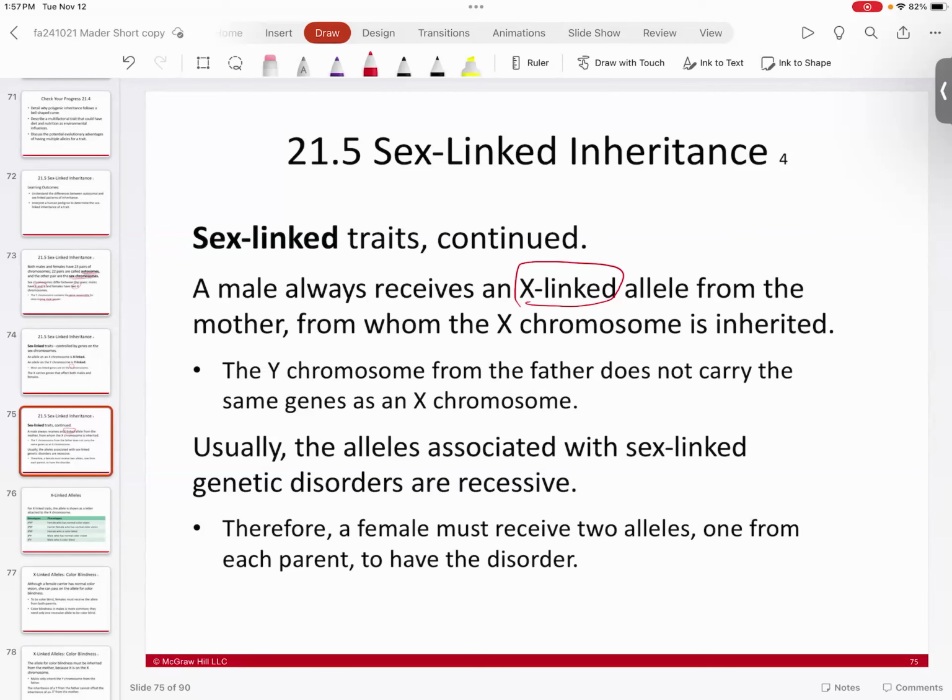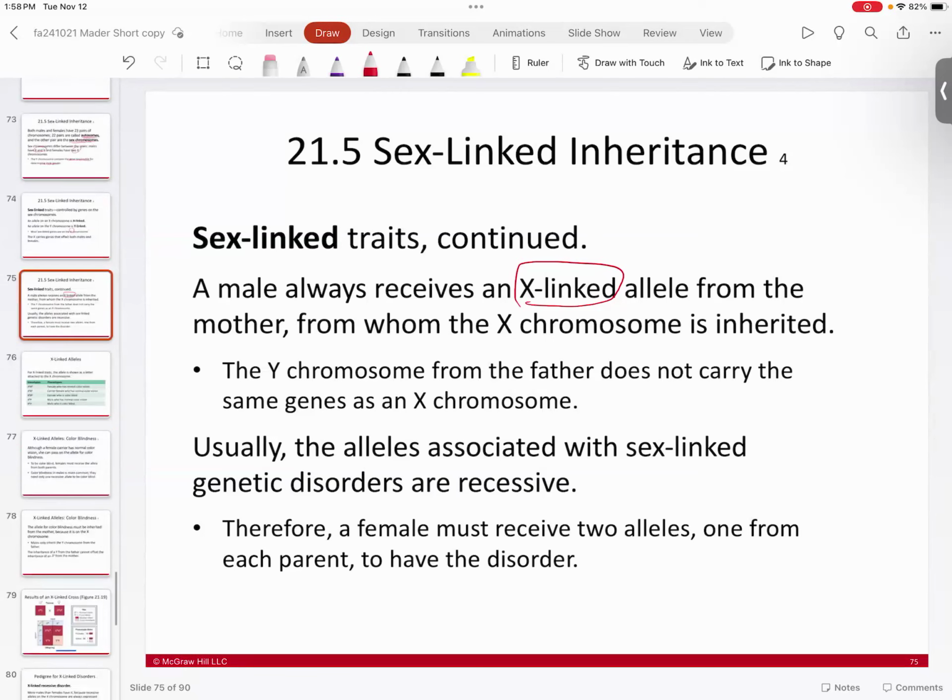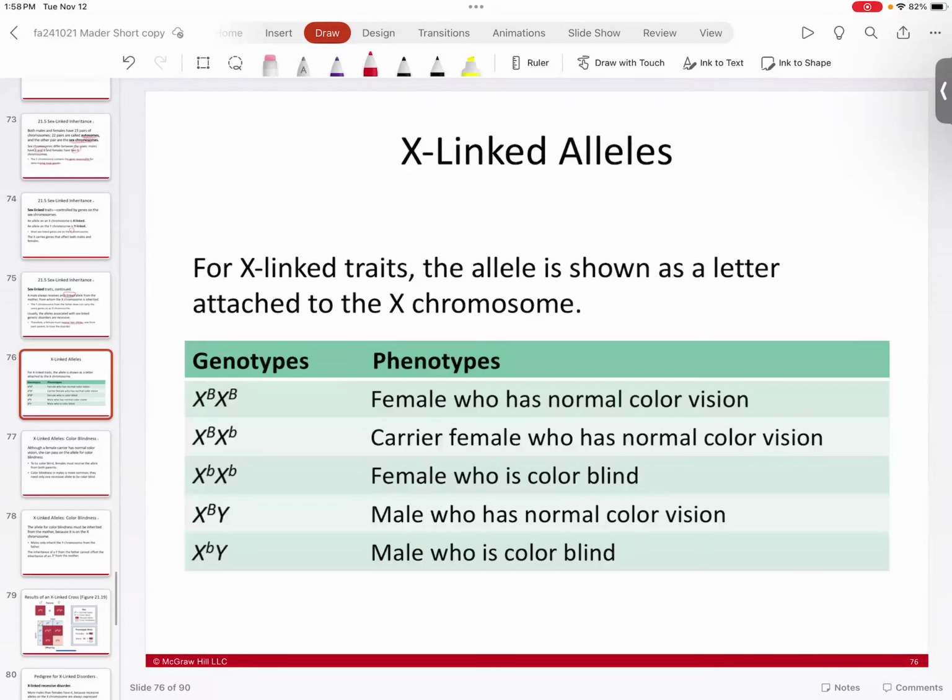And so usually, most of the time, not always, the sex-linked disorders are recessive in nature. For instance, for a female to be affected by a sex-linked inheritance, she has to receive 2 alleles, one from each parent, in order to have this disorder. As it turns out, that usually is a rarity, right?